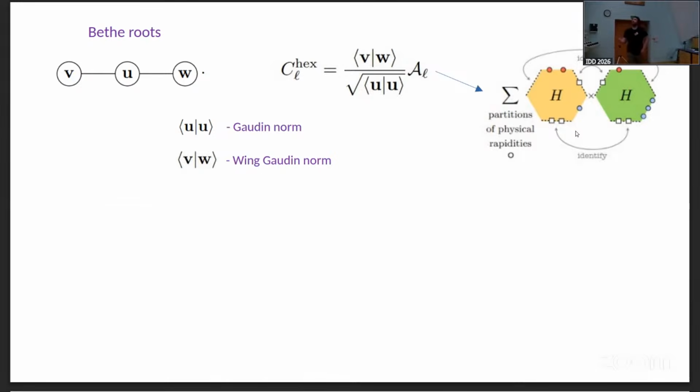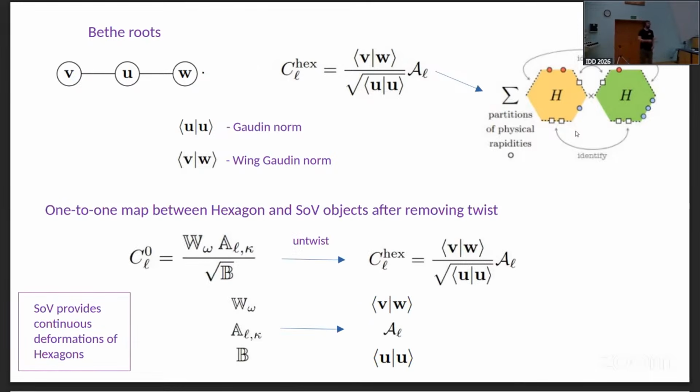We have these three building blocks, and it turns out, quite remarkably, that there is a one-to-one map between the hexagon building blocks and the separation of variables building blocks. After we remove the twist, because hexagons is really formulated for untwisted theories for the most part, you end up with a precise one-to-one correspondence. This W we had is precisely the wing Gaudin, this A is precisely the hexagon amplitude, and this B is precisely the Gaudin norm.